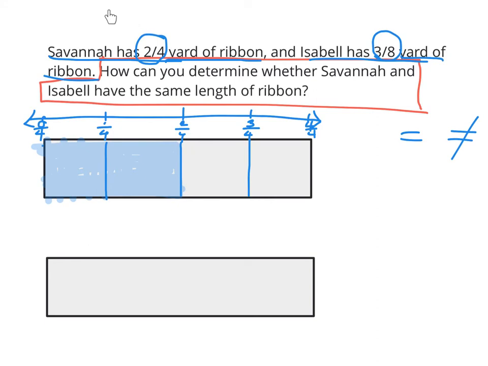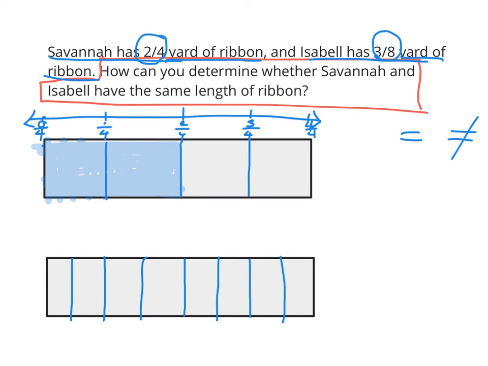So now we see how much Savannah has. Now, let's take a look at what Isabel has. Isabel has 3/8 of a yard. So in other words, we need to divide this into eighths, not into fourths. So let's begin. So let's divide it in half. And then we begin with fourths. And then again, each piece into another half. And that's going to give us 8 equal pieces.